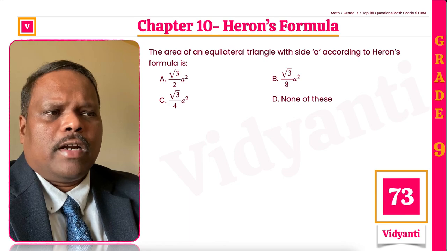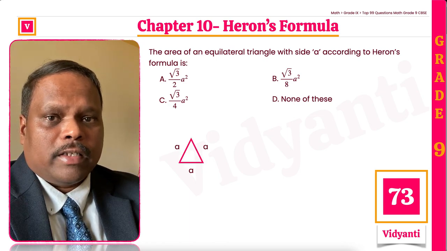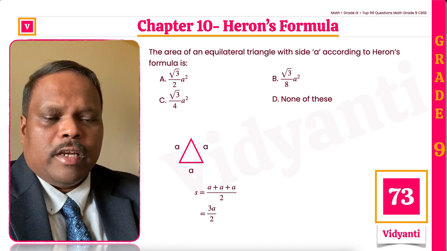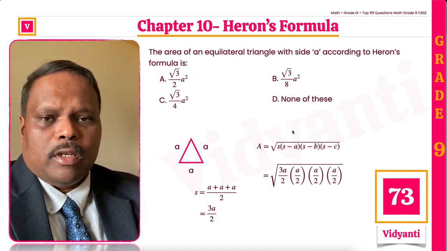The area of equilateral triangle. Well, let us consider an equilateral triangle. All three sides are same. Let's assume that each side is A. Then the semi-perimeter will be 3A by 2. Now we substitute that in Heron's formula. This will be the substitution.